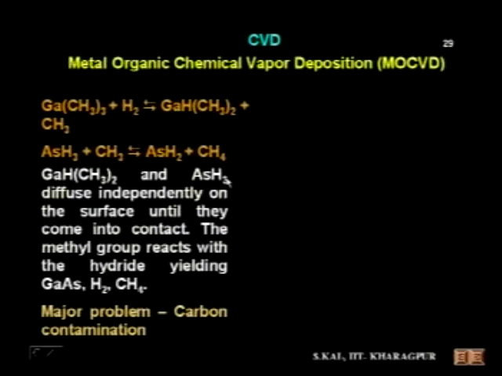GaH(CH3)2 and AsH3 diffuse independently on the surface until they come into contact. The methyl group reacts with the hydride, yielding gallium arsenide, hydrogen, and CH4. The major problem of this MOCVD reaction is carbon contamination. Because one of the byproducts of this reaction is CH4, the methane gas, which is a hydrocarbon, carbon and hydrogen is there, so there is a chance of carbon contamination in the film. Okay? So this is the basic principle of how we can grow compound semiconducting film using the MOCVD technique.